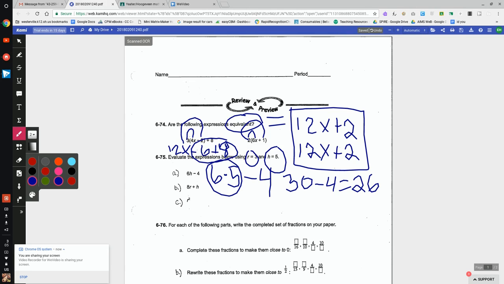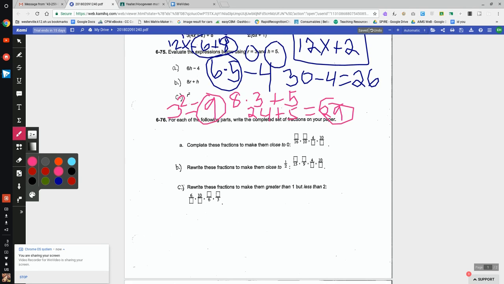Looking at B, you have 8r plus h. So we'll take that 8 times r, which is 8 times 3, and then we'll add it to the 5. 8 times 3 is 24. 24 plus 5 is 29. Again, follow your order of operations. If you did 5 plus 3, you would have got 8. 8 times 8 is 64. Big difference. And now you have r squared, which is 3 squared. Evaluate 3 squared to get 3 times 3, which is 9.